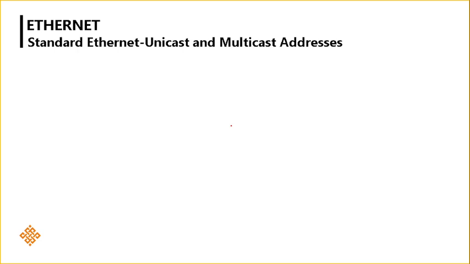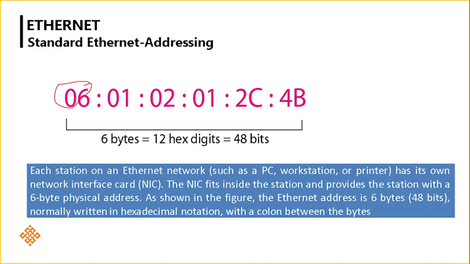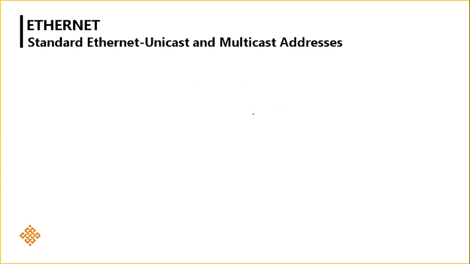So how do we identify the addressing of that MAC address? As I told you, there are 6 bytes. This is byte 1, byte 2, byte 3, byte 4, byte 5, and byte 6. 6 bytes of MAC address.